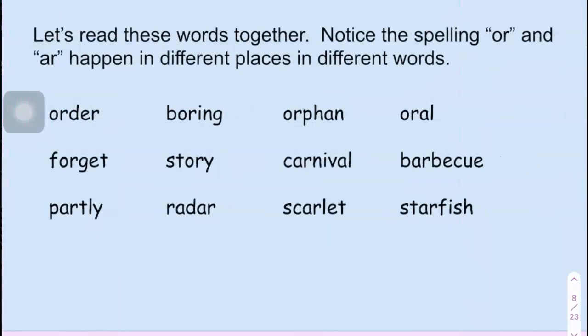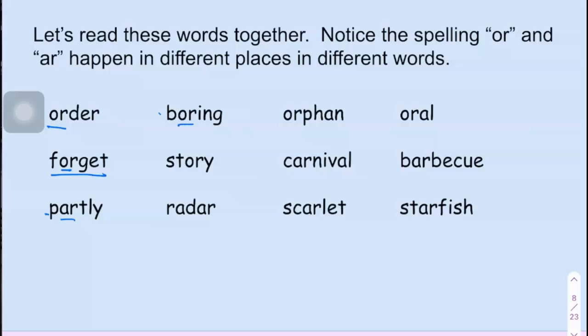Let's read these words together. And notice the spelling O-R and A-R. Notice that they happen in different places in different words. Sometimes they're at the very beginning, sometimes they're in the middle of the word, and sometimes they're at the end of a word in a whole different syllable. So read with me. Order, or. Forget, or. Partly, are.